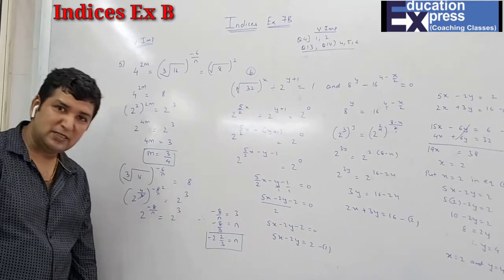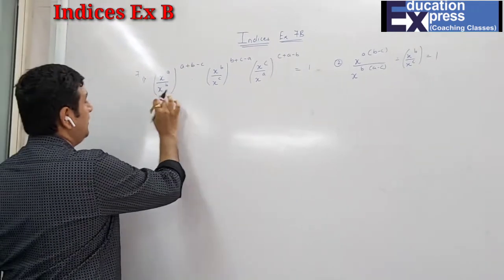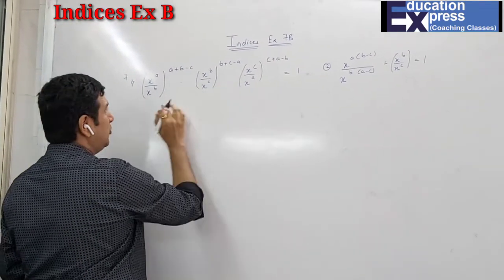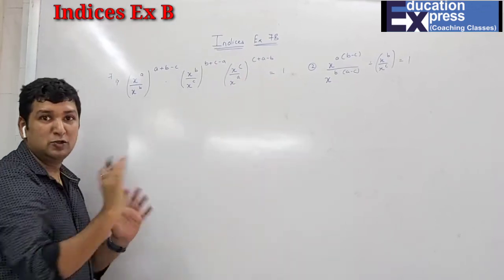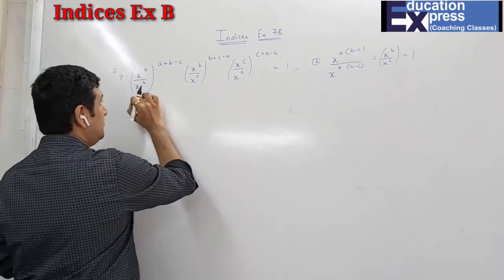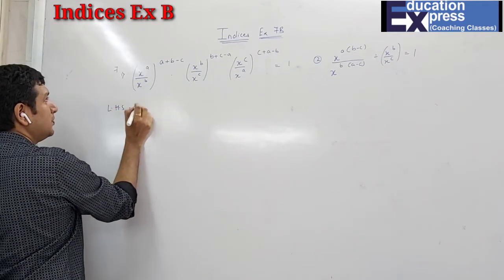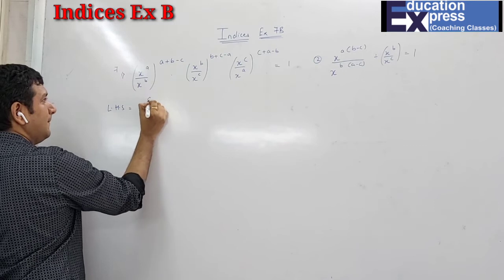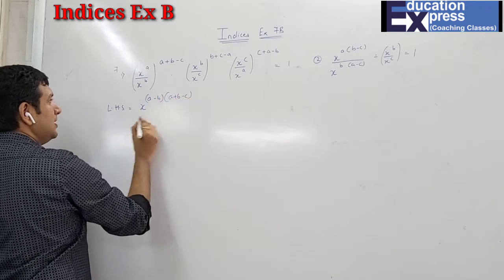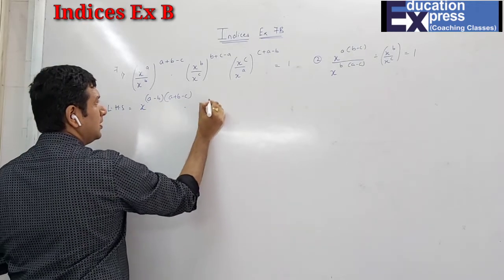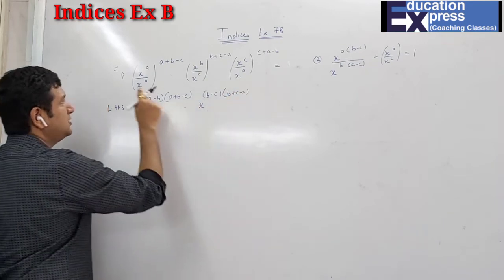Now let's start with question number 7. Question 7, students, we have to prove. That means, as I always told you, whenever we are proving, this is the LHS and this is the RHS, we have to prove it's equal. It's not given as equal. We have to prove that it's equal. So first I will take the LHS. Base the same. So now here B minus C, B plus C minus A. Students are understanding, base the same.